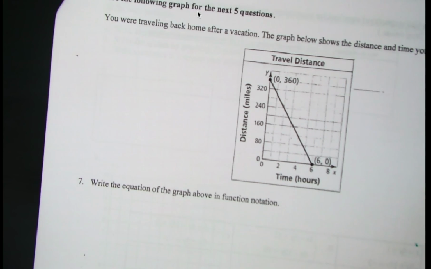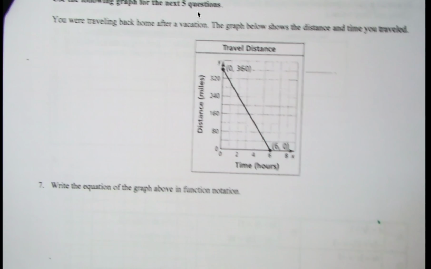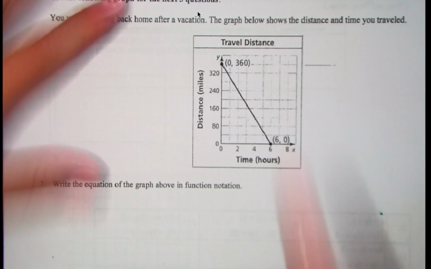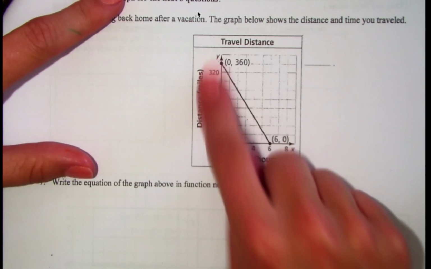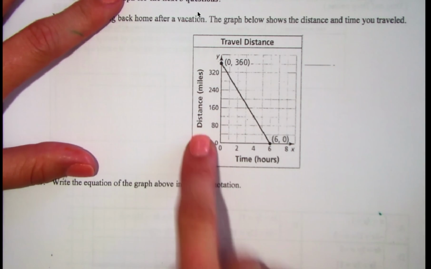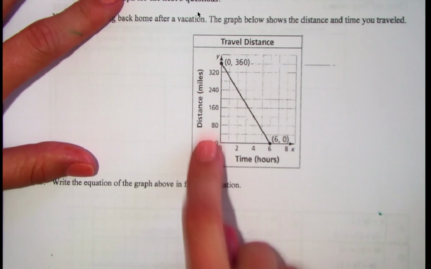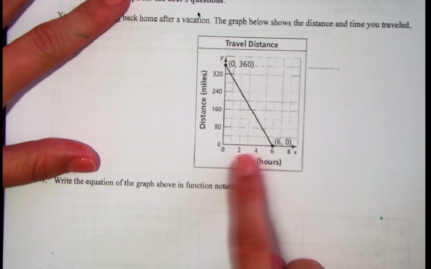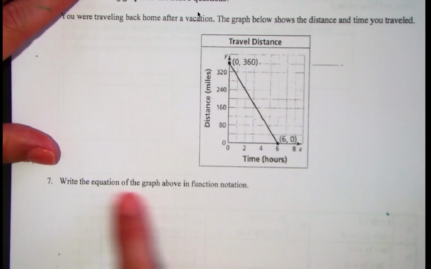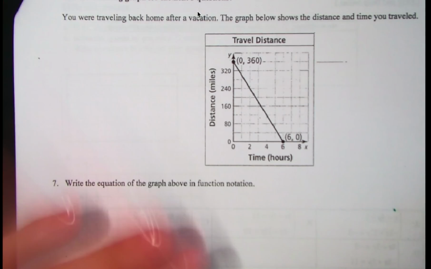Number 7, 8, 9, 10, and 11 all focus on this graph. So we're giving you the traveling distance, where all of these numbers represent the distance in miles, and then the time in hours is on the x-axis. So we're going to write the equation of the graph in function notation.